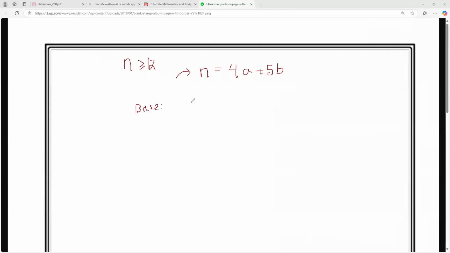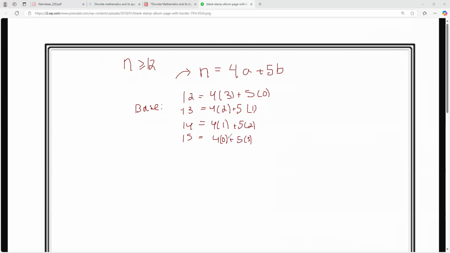Base case. Well, if it's 12, this is equal to 4 times 3 plus 5 times 0. 13 is equal to 4 times 2 plus 5 times 1. 8 plus 5 is 13. 14 is equal to 4 times 1 plus 5 times 2. 4 plus 10 is 14. 15 is equal to 4 times 0 plus 5 times 3. These are our base cases.